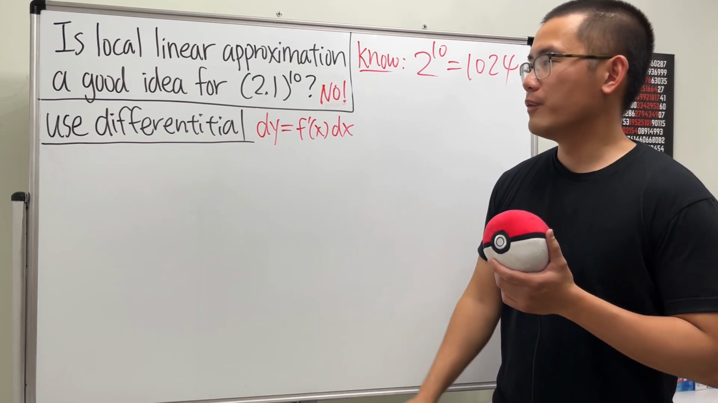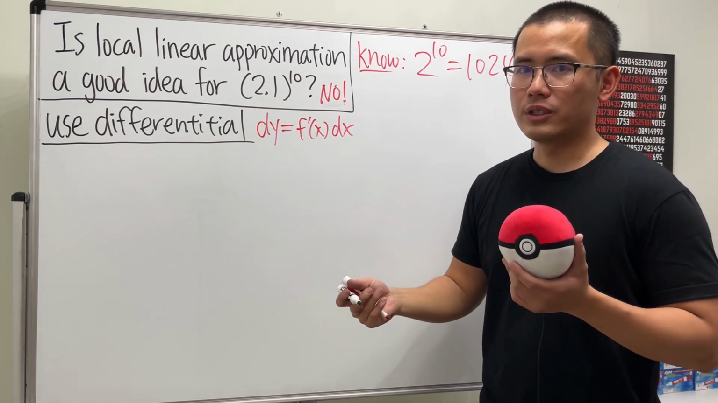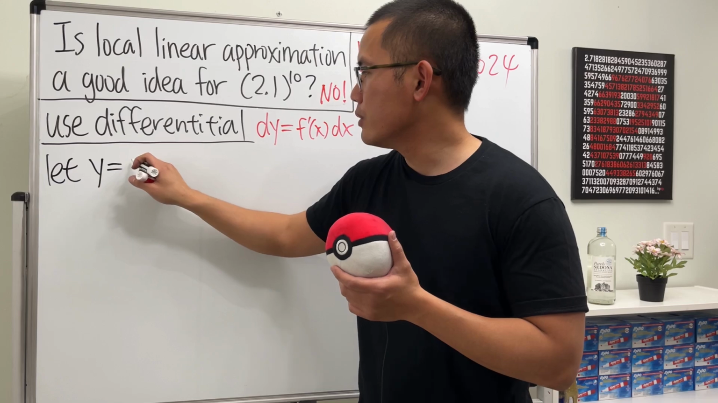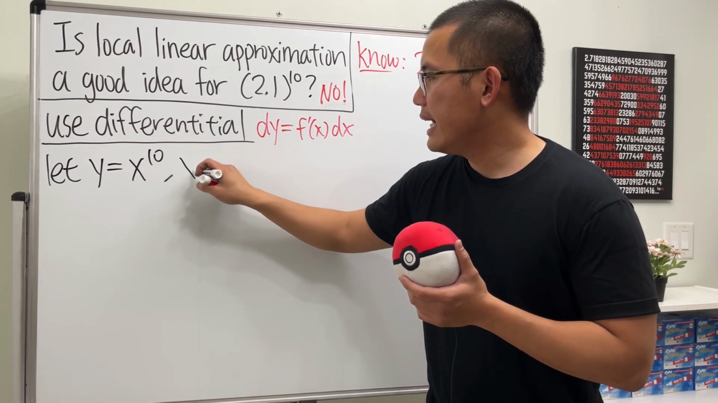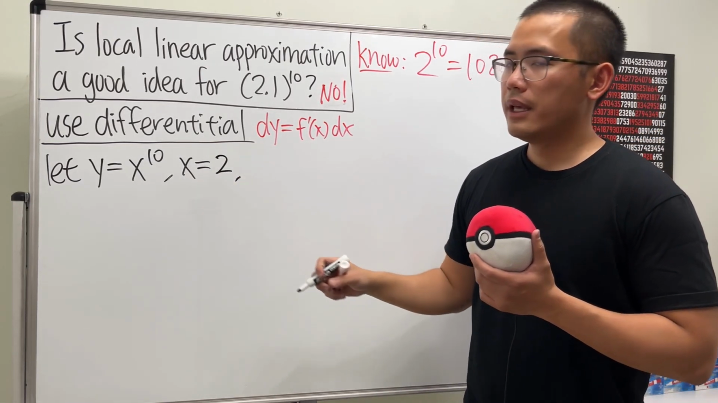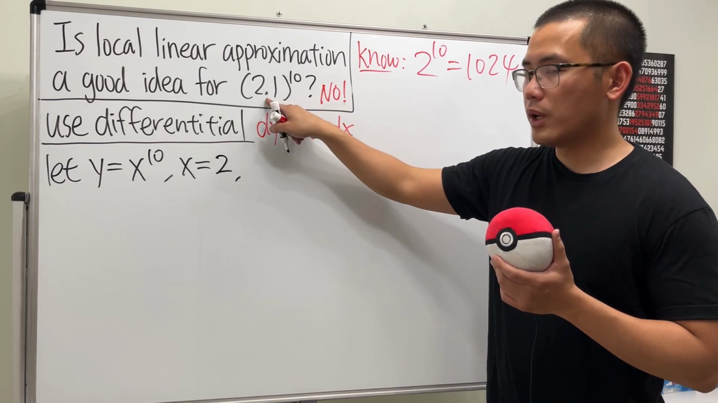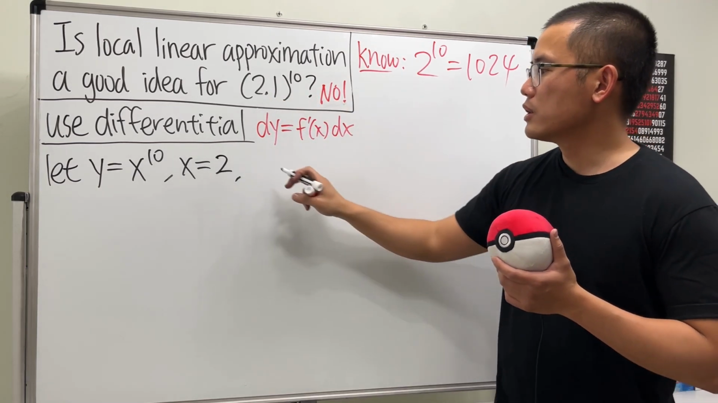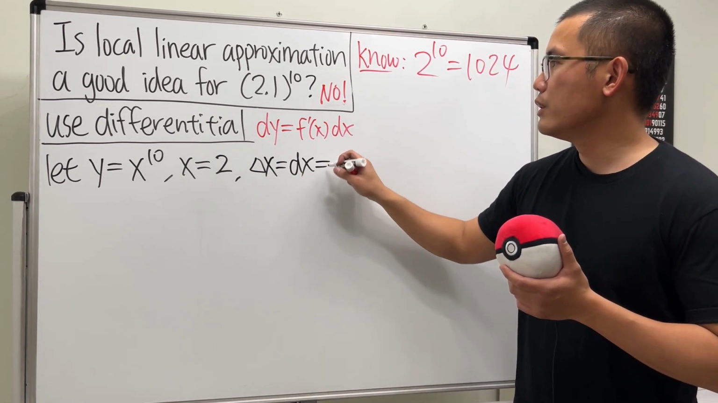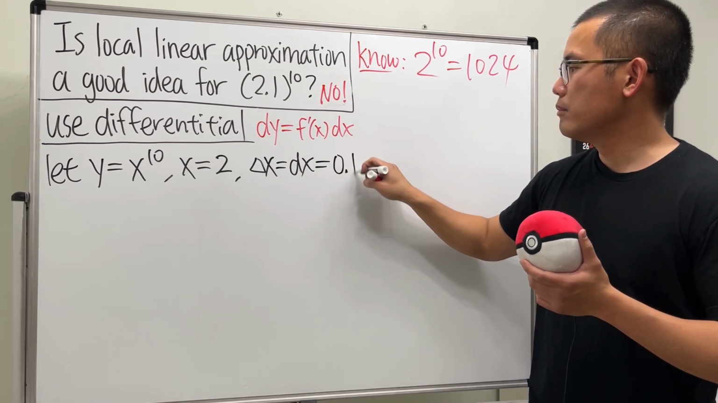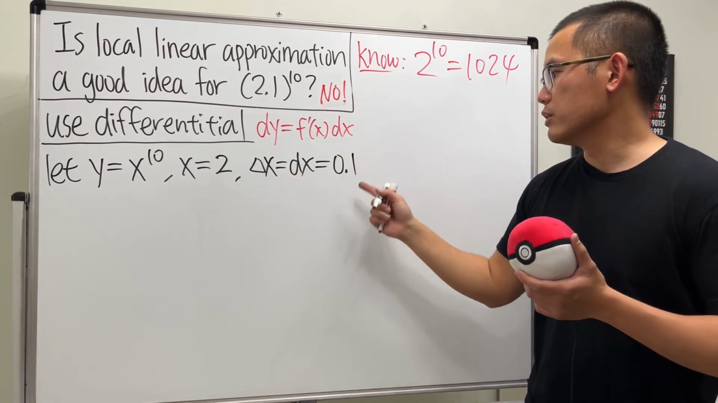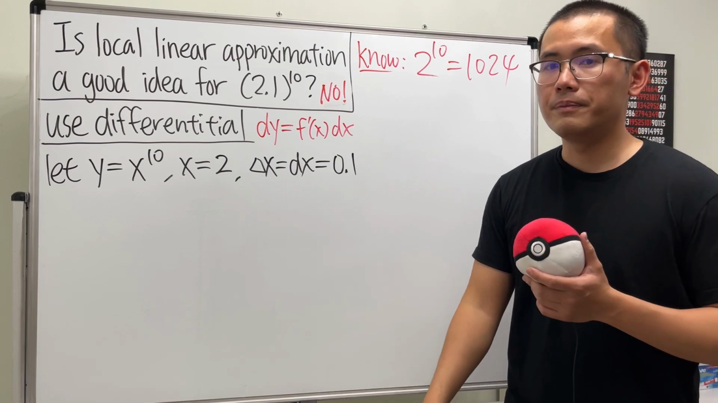We need a function first though. Here we have this to the 10th power, so let's take the function to be x to the 10th power. So let y equal x to the 10th power, and we want the x value to be 2, because that's the one that we know. Here's the deal. This is the one that we're trying to get, and this is the one that we know. So look at the delta x, which is the same as dx, because they are both equal to 0.1, because we're trying to go from 2 to 2.1. The difference between them is just 0.1.